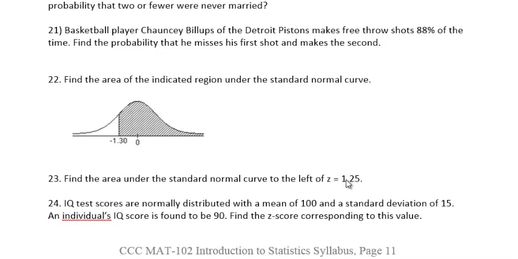If they wanted to the right, by the way, let's say they wanted to the right of 1.25. Well, to the right of 1.25 is 1 minus 0.8944, which is a little over 10%, about 10.56%. The reason is to the right, they want everything above 1.25 standard deviations above the mean. Here they want everything to the left, everything below 1.25 standard deviations above the mean.